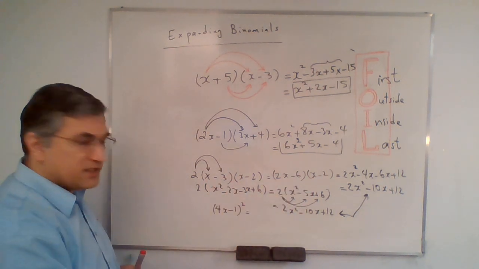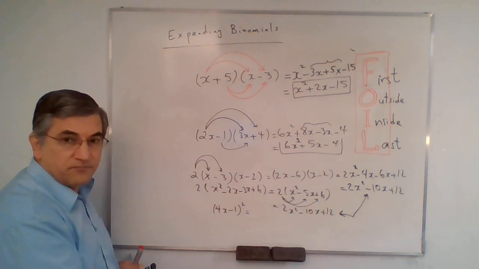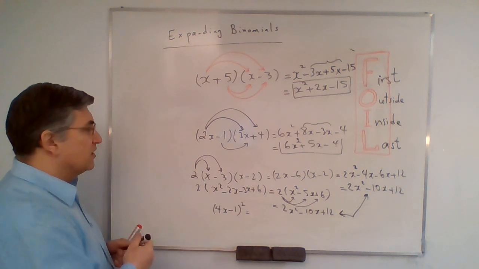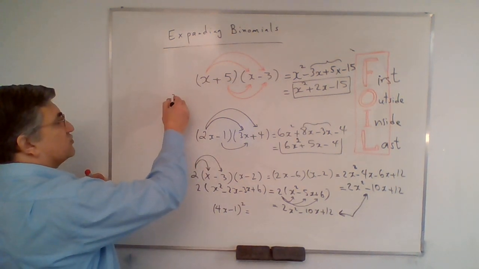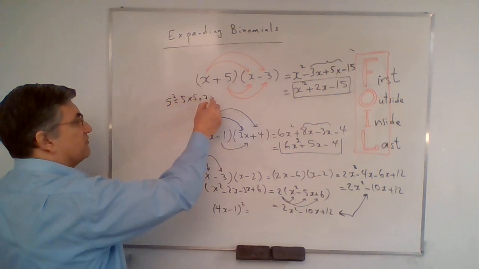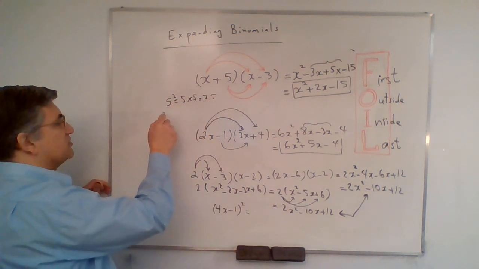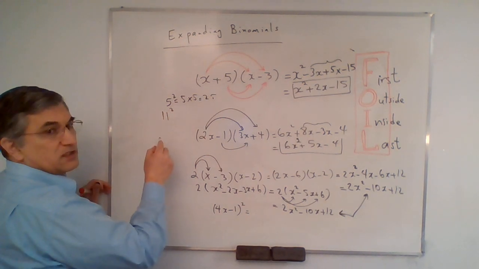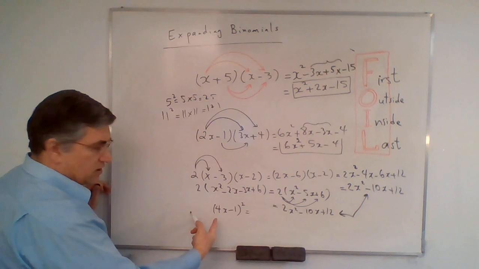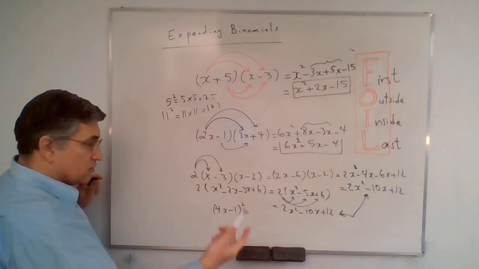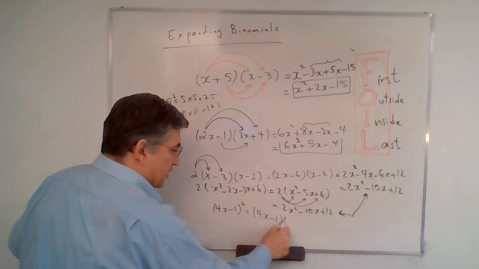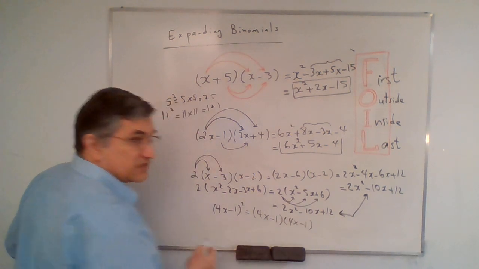Finally, the last example I give you is 4x minus 1 squared. When something is squared, you know that it means that it's multiplied by itself. So, for example, if we say 5 squared, what does that mean? It means 5 times 5, which is 25. Or when we say, for example, 11 squared, it means 11 times 11, which is 121. So here we have 4x minus 1 squared. Nothing is different. It's just like we multiply the binomial 4x minus 1 by itself.